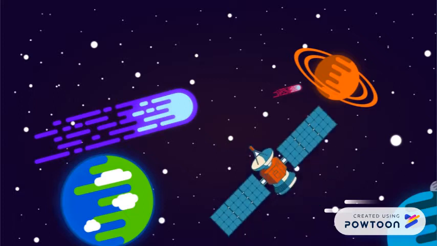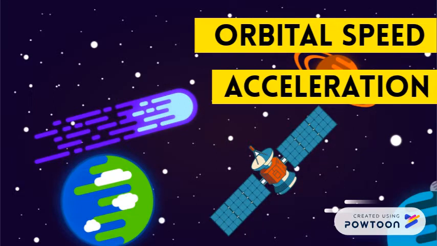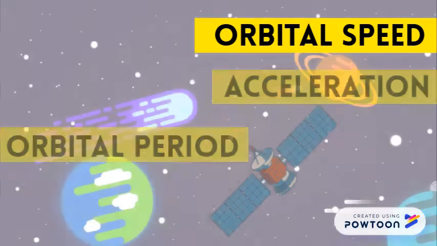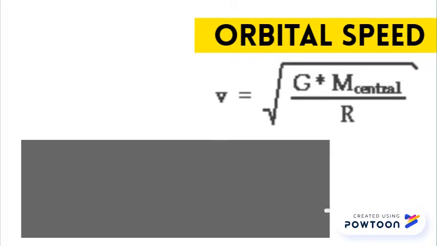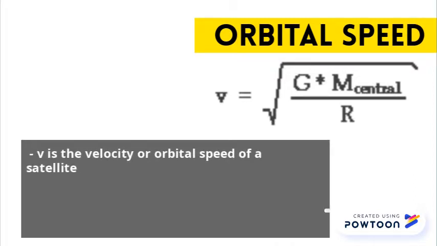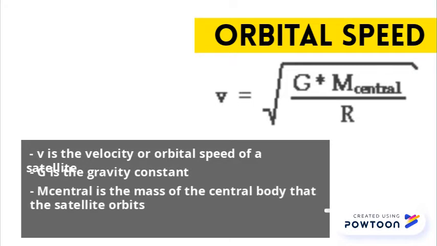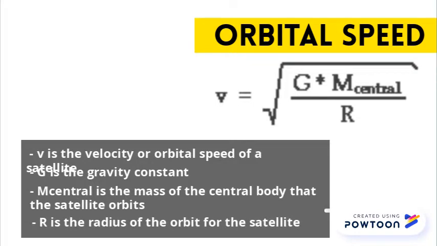Once the satellite is launched into space, scientists need to calculate things such as orbital speed, acceleration, and orbital period. Orbital speed. The equation to determine the orbital speed of a satellite can be given as v is equal to the square root of G times M central over r, where v is the velocity or orbital speed of a satellite, G is the gravity constant, M central is the mass of the central body that the satellite orbits, and r is the radius of the orbit for the satellite.